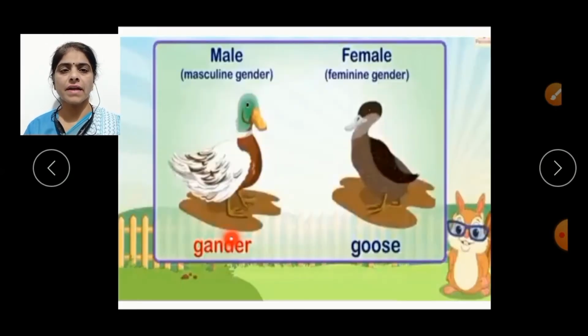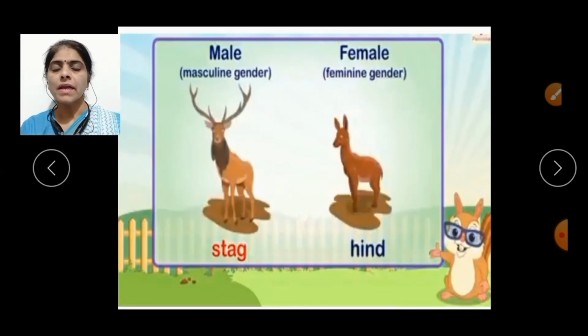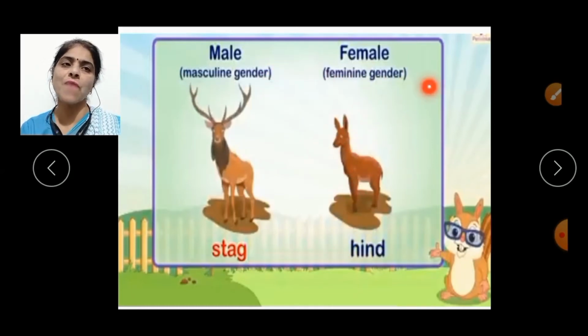Here, gander. Gander is a male bird. So it belongs to masculine gender. And goose. Goose is a female bird. So it belongs to feminine gender. Here, stag. Stag is a male animal. So it belongs to masculine gender. And hind. Hind is a female animal. So it belongs to feminine gender.